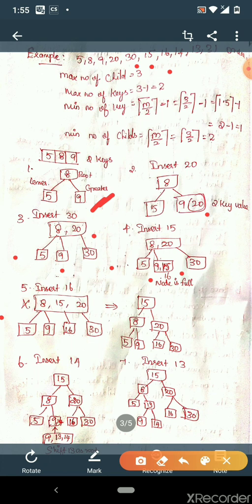The root node should have a maximum number of keys of 2, but here it has 3, so this is wrong. So we are going to do the split up. So we are going to make 15 the root node. So left side will be 8 and the right side will be 20. Again the split up, 8 as a root node, left side will be the smaller number of 8, that is 5, and right side will be the greater number of 8, that is 9, and this side 20, lesser is 16 and greater is 30. So next we are going to insert 14.